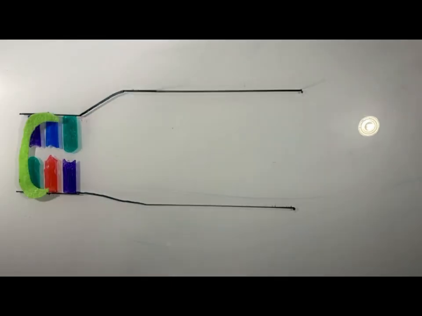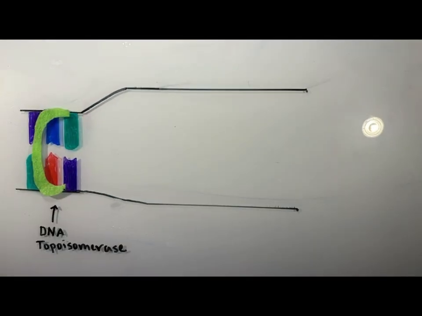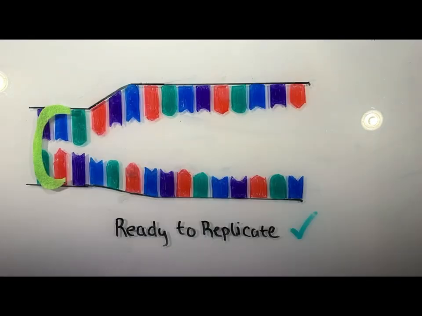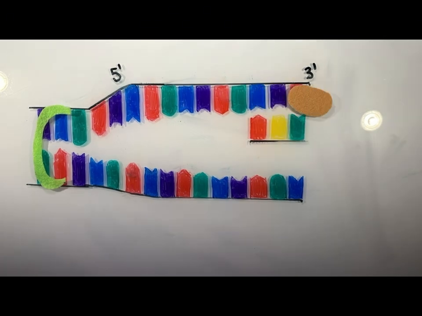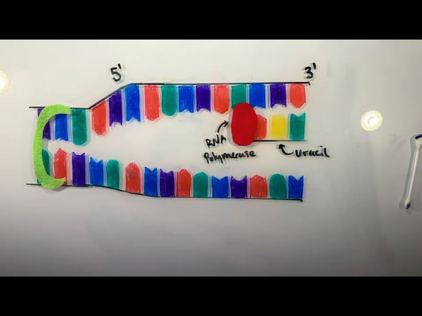It is aided by topoisomerase, an enzyme that unwinds the double helix structure, relieving tension ahead of the replication fork. RNA polymerase synthesizes a primer in the 5' to 3' direction and allows the polymerase to transcribe the DNA into RNA. C goes to G, T goes to A, and A goes to U.